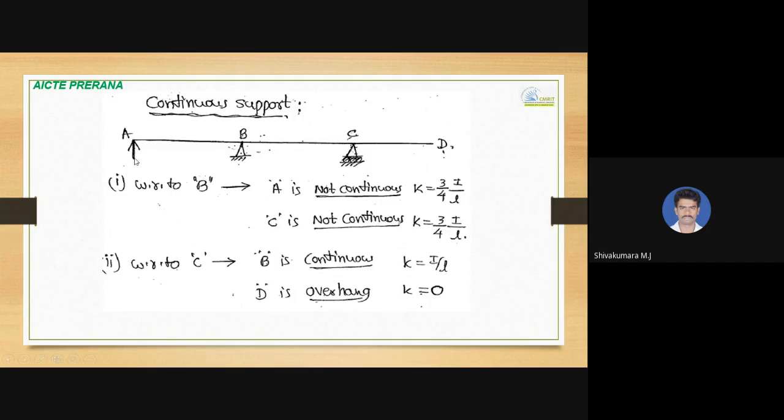One example is shown here. There is a continuous beam A, B, C, D. So with respect to B, the far end is A, and A is not continuous. So the relative stiffness over here is 3 into I divided by 4L.